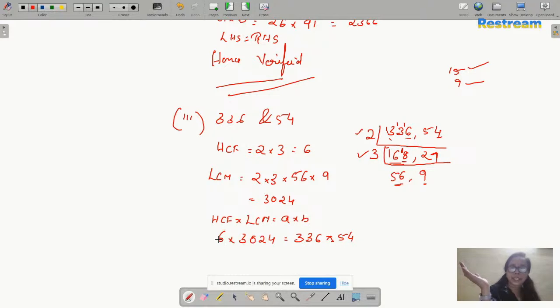Actually, you should not write like this. This is wrong. We are not proving now. This one you should not write. It is a wrong step. You want to take LCM and HCF separately, because only after getting the result can we write it's verified. We have to verify this result. So what is HCF into LCM? HCF into LCM is equal to 6 into 3024.